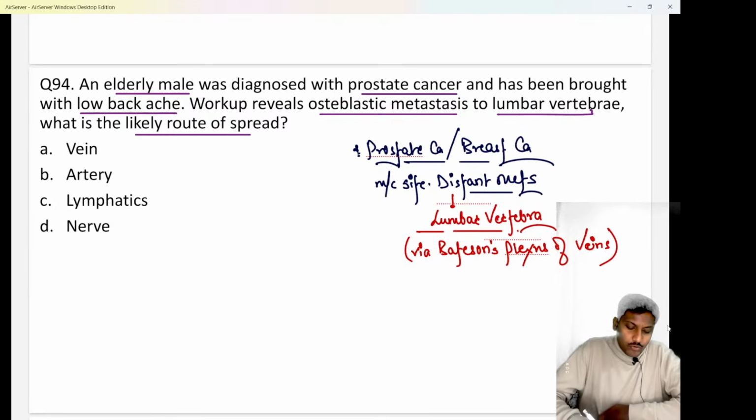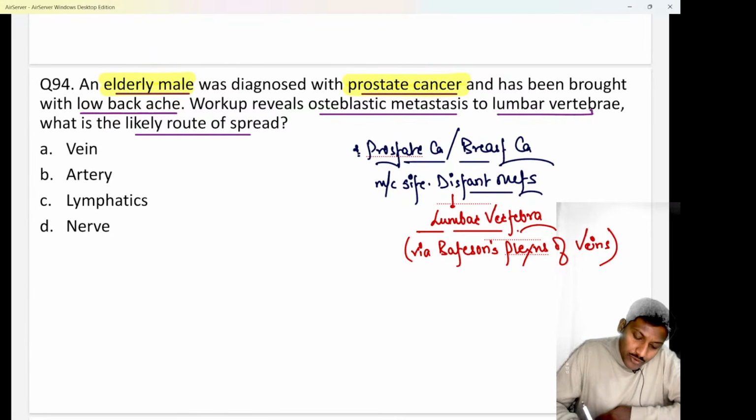So I hope all of you are quite aware. Whenever an elderly male is brought to you with complaints of a low backache along with lower urinary tract symptoms like increased frequency, nocturia, hesitancy, intermittency, all of this, then please think about a metastatic or an advanced prostate cancer. So here the elderly male has a prostate cancer which has metastasized.